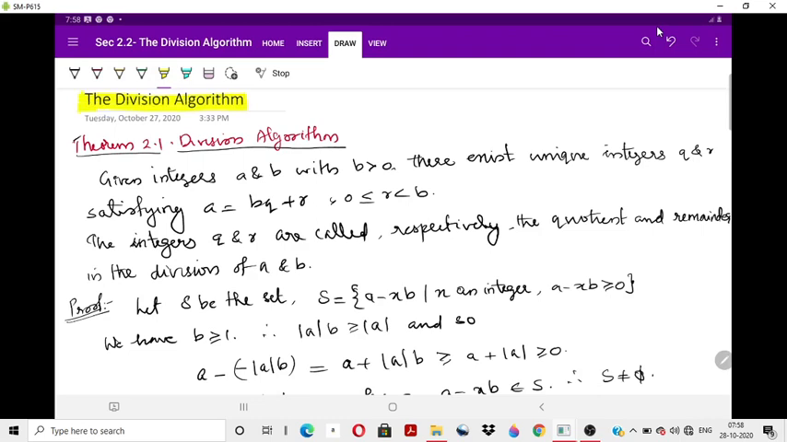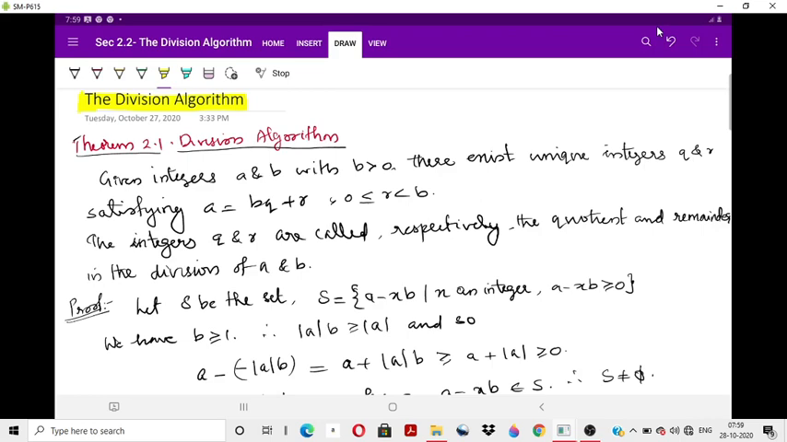The first theorem: given integers a and b with b greater than 0, there exist unique integers q and r satisfying a = bq + r, 0 ≤ r < b. The integers q and r are called, respectively, the quotient and the remainder in the division of a by b.